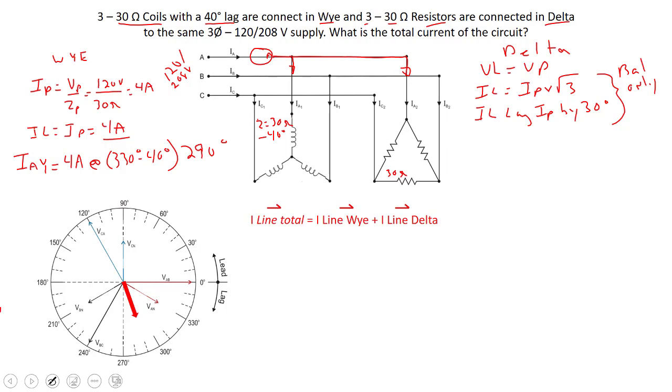Let's first start off by figuring out our phase current. I phase is equal to the voltage of the phase divided by our resistance in each phase. So that's 208 volts divided by 30 ohms, and that's going to come to about 6.93 amps. Okay, now we can calculate line current. Line current is equal to phase current times root 3. So that's 6.93 times root 3, and that value should be about 12 amps.